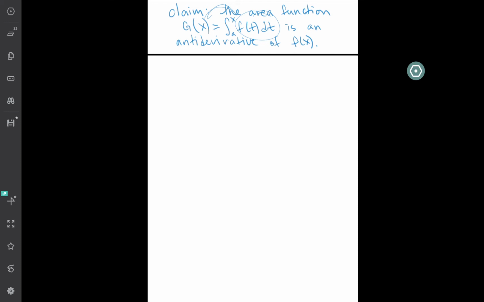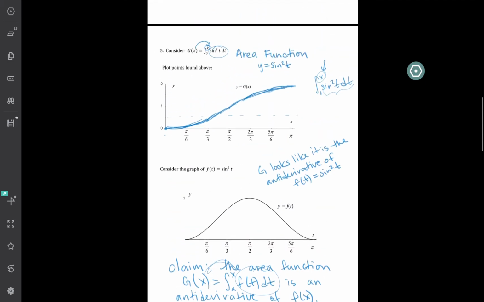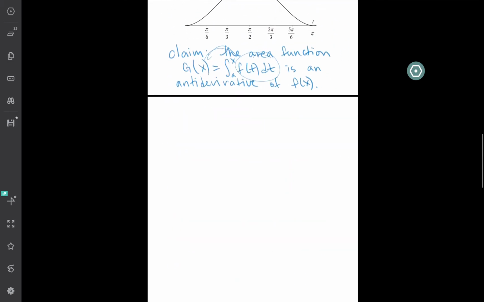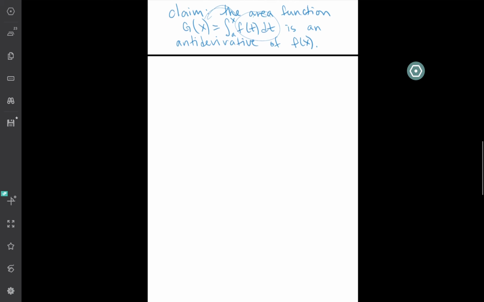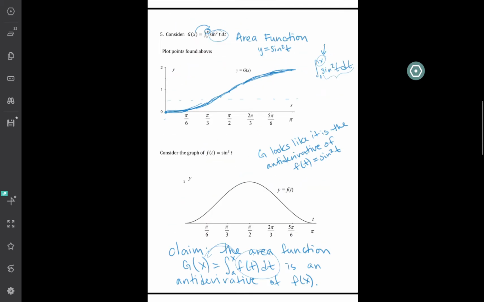Okay, so in the last couple of lessons, 4 and 5, we've come up with this idea that we can create an area function that tells us the area under a curve from any starting point to a stopping point that we input into the area function. So I think we started at 0, is that true?